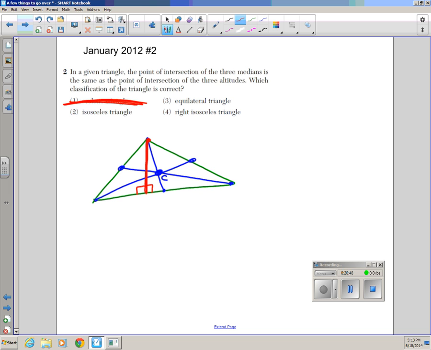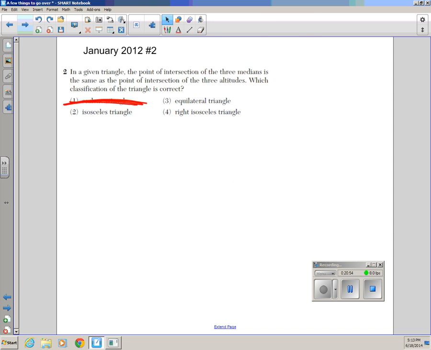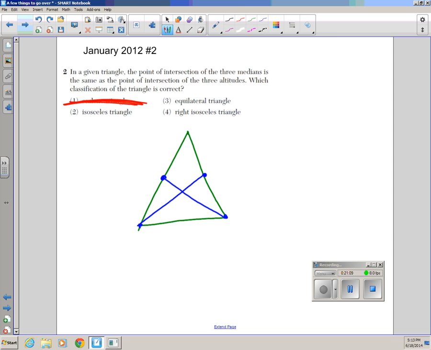Okay? Now let's try it with an isosceles triangle. So here's my best rendition of an isosceles triangle. All right, my intersection of medians. Midpoint to vertex is a median. Midpoint to vertex is another median. Midpoint to vertex is my third median. There's my centroid. Now we're going to do altitudes.